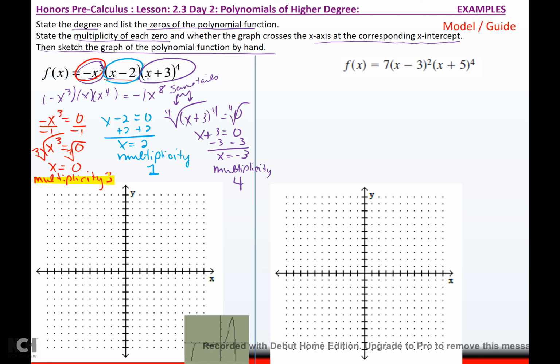You see where I'm getting the multiplicity. Multiplicity of 3 because it had a degree 3. This is multiplicity 1 because the degree was 1. This is multiplicity 4 because the degree was 4. Now what does that mean for my graph?